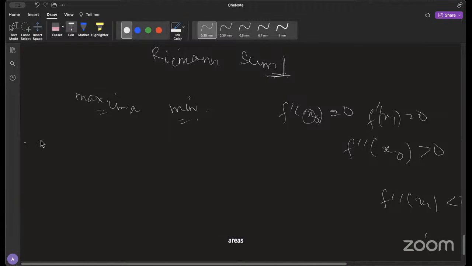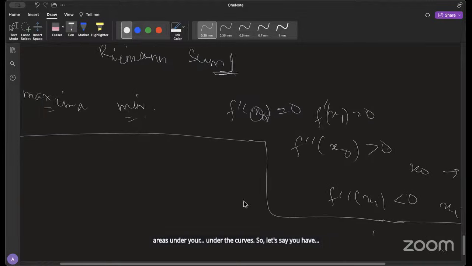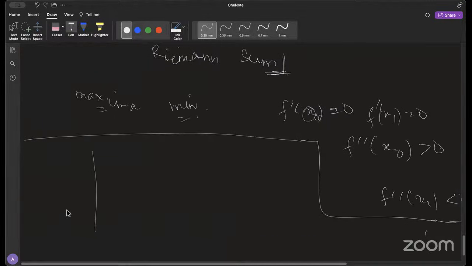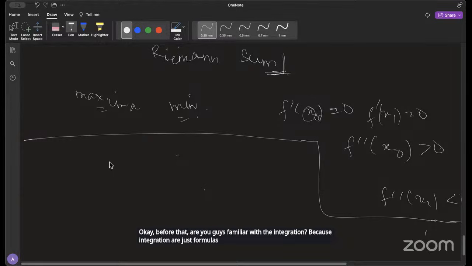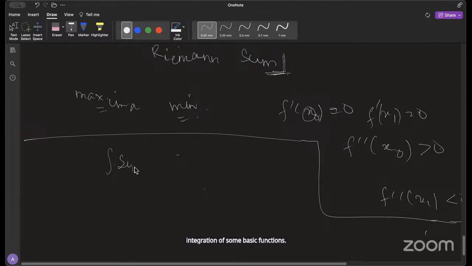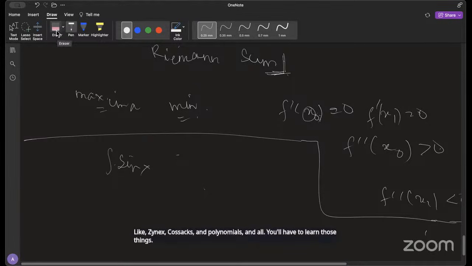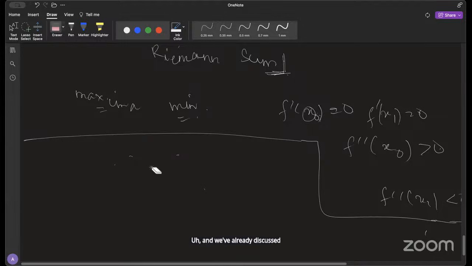areas under the curves. So let's say you have this thing. Simply, if you have this simple line, then okay, before that, are you guys familiar with integration? Because integrations are just formulas that you'll have to learn. Integration of some basic functions like sin x, cos x, and polynomials and all, you'll have to learn those things.